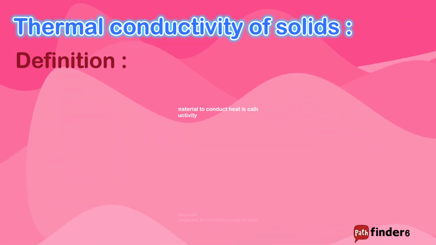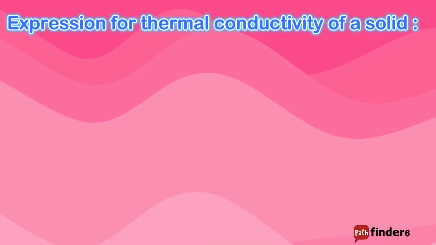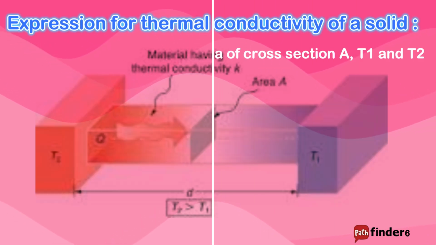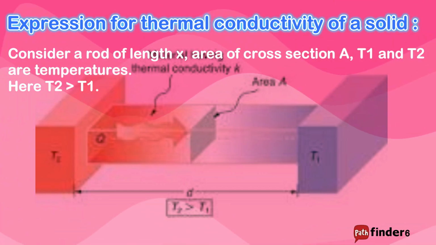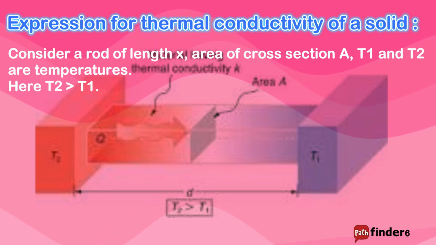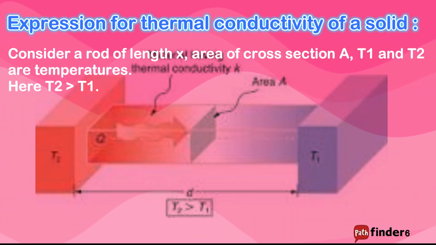Definition: the ability of a material to conduct heat is called thermal conductivity. Expression for thermal conductivity of a solid. Consider a rod of length x, area of cross-section A. T1 and T2 are temperatures. Here T2 is greater than T1. We know that heat transfer between two bodies only happens when there is a temperature difference, so the heat will flow from T2 to T1.